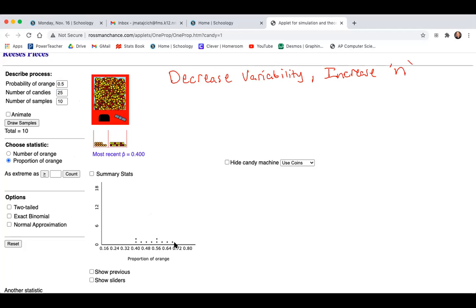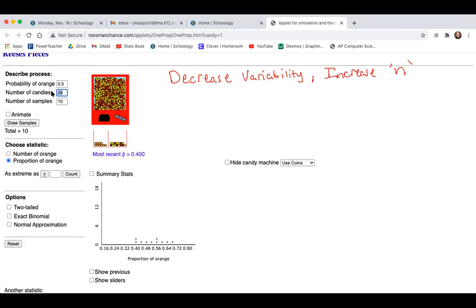Pretty spread out at this point. You can see that we never got 0 orange candies. On the previous dot plot down here, we had 100% orange one time, and we even had 0% orange. So the total range of that was 0 to 100%. Now our range is between about 40% and 70%. So our total range has decreased, or our variability has decreased to 30%.